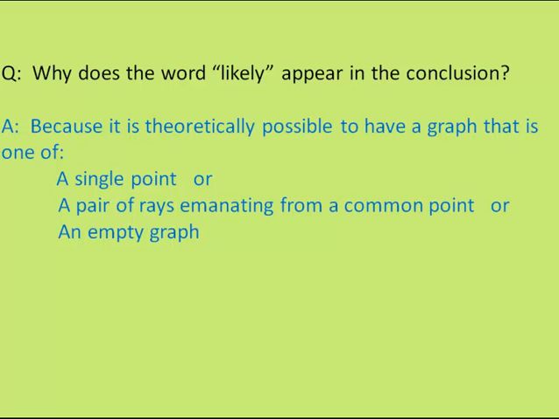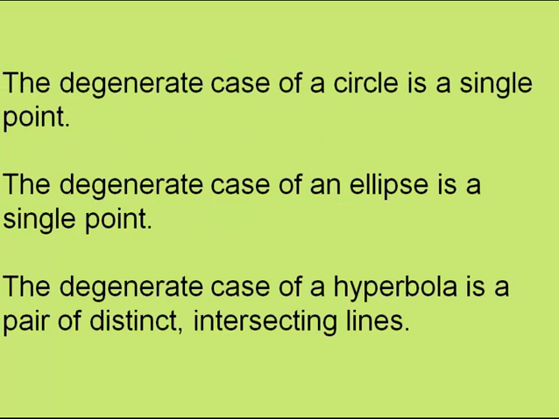You could encounter a graph that is a single point, or a pair of rays emanating from a common point, or an empty graph. In other words, no graph at all, no points. The reason for this is that when you square both sides of the equation and you're in the world of conic sections, you could be running into degenerate cases.